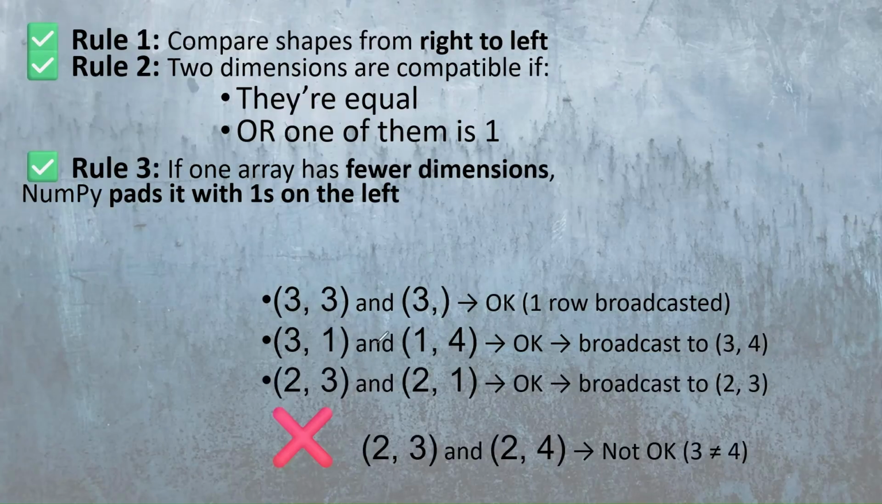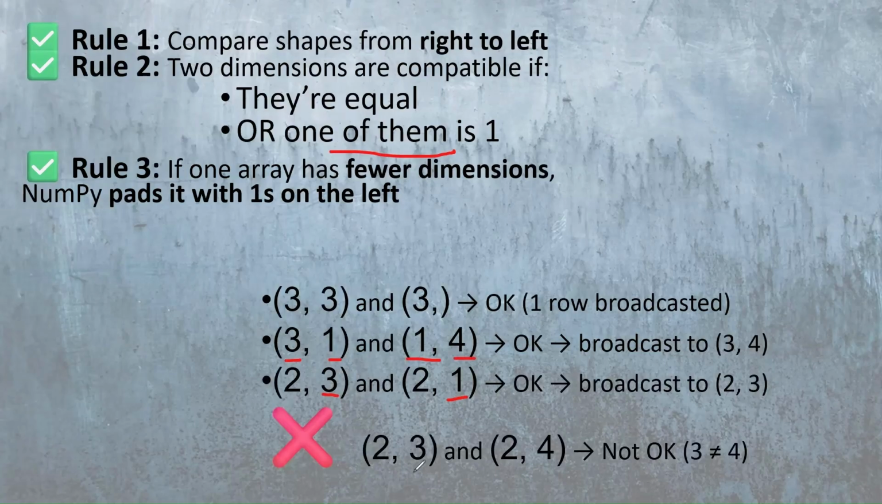What about this one? Again, this is okay. Why? Because in this case, when you compare 1 and 4, one of them is 1. So this is fine. 3 and 1, again, one of them is 1. So both these arrays would be stretched and broadcast to an array of size 3 cross 4, and then the operation would be applied. What about this one? Same story, 3 and 1. So this is again okay to be broadcasted.